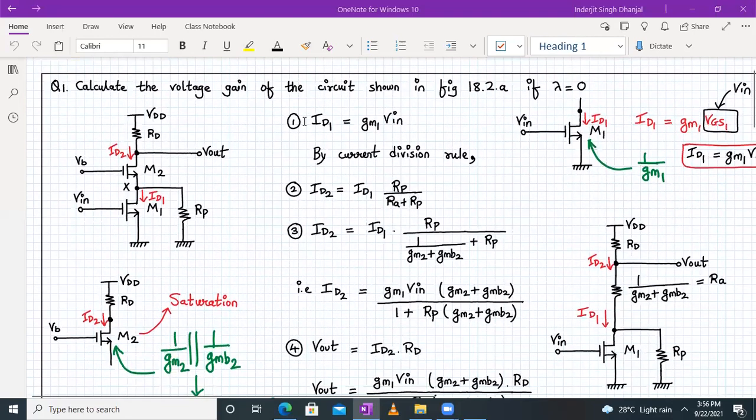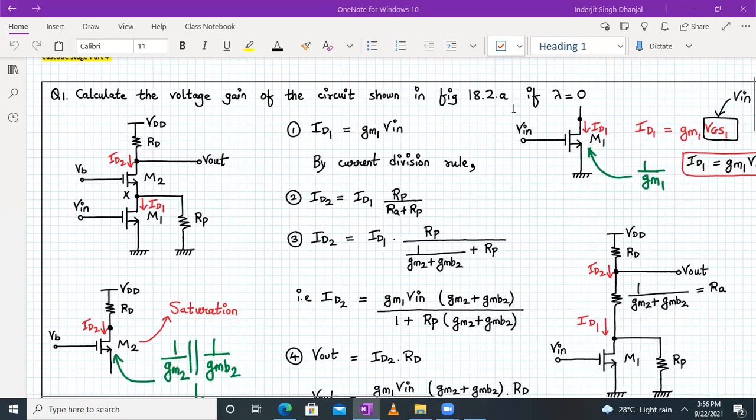So for the first question, we have to calculate the voltage gain of the circuit shown in figure 18.2.a. Okay, so this is my figure number 18.2.a. Let me just mark it over here. This is 18.2.a. If lambda is equal to 0. So let us look into this diagram. Here, this is my cascode amplifier with an additional resistor connected to the X node, RP. So for this network, we have to determine V out upon V in.